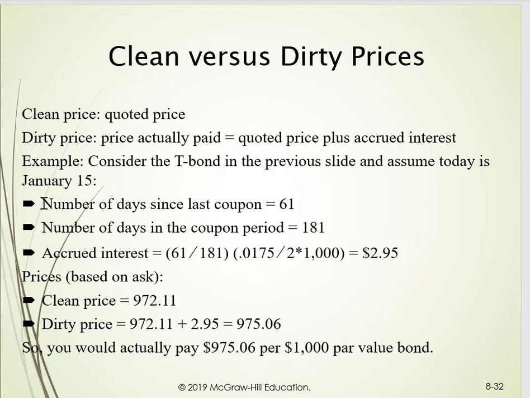So how we calculate this is you take the number of days since the last coupon, divide that by the number of days in the coupon period. Now this is either going to be 181 or 365. And then you calculate the interest, right? So it's half of the interest of the coupon times the principal. So this is $2.95.